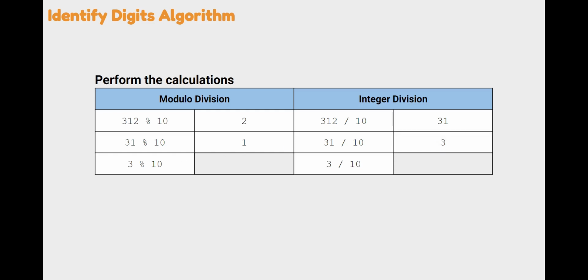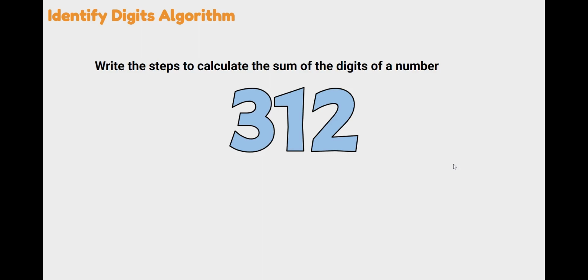We want to get the digit in the ones place. 3 mod 10 will give us that digit in the ones place, the 3. Now we need to get rid of the 3. So 3 divided by 10 for integer division, that's going to give us a 0, and we have no more significant figures left in our number. We turned it into a 0.